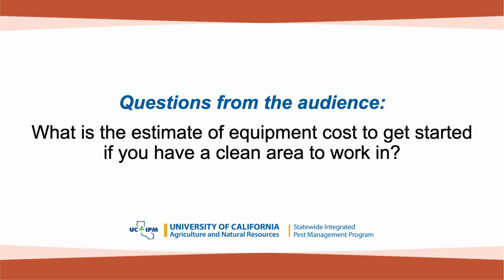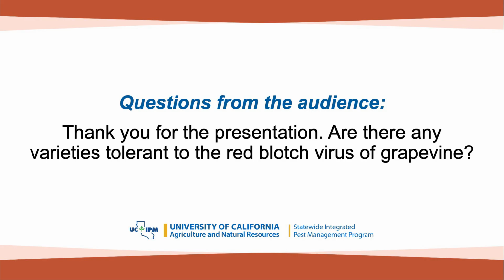Okay. And then this one's from Mohammed. Thank you for the presentation. Are there any varieties tolerant to the red spot virus, a red blotch virus of grapevine? So yeah, as I mentioned, Sauvignon Blanc can get infected, but it does not really have visual symptoms or fruit symptoms. But there is no known resistance as far as we know. But there's definitely differing levels of plant response to the virus. And by that, I mean also the degree that the virus is affecting the fruit and ripening.